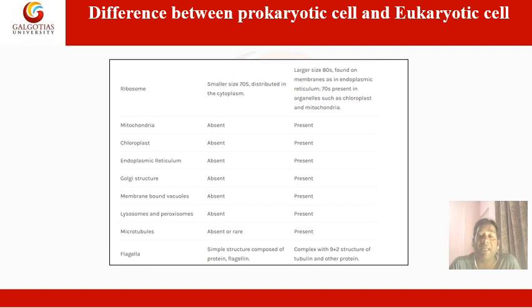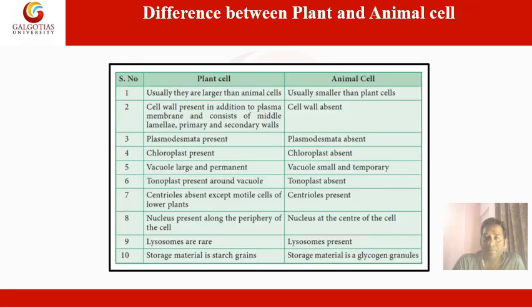Now, if we see the flagella, in a prokaryotic cell it is mainly composed of a protein called flagellin. However, in the case of eukaryotic cells, flagella have a more complex structure with a 9+2 arrangement of tubulin protein inside it. So typical examples of prokaryotic cells are bacteria, archaea and cyanobacterial cells. However, typical examples of eukaryotic cells are plant cells, animal cells, fungal cells or protozoan or protist cells.